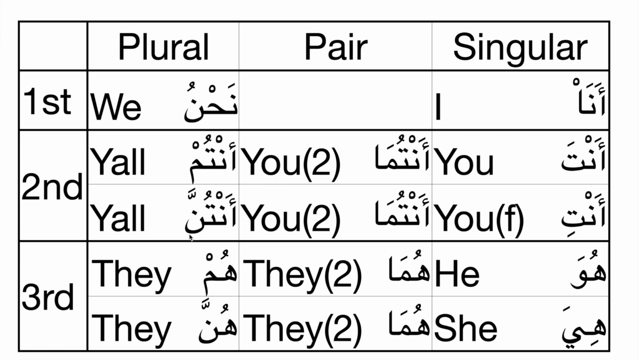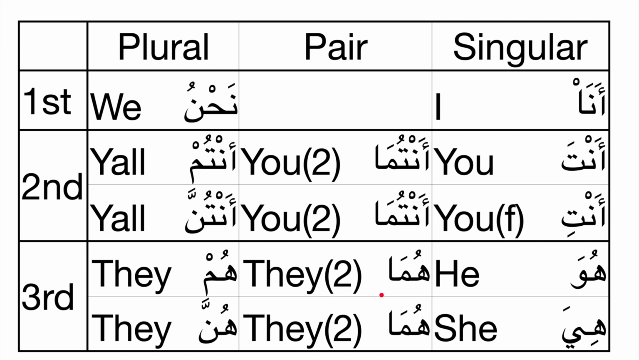And then in the plural form, antunna. This is also y'all, but it is feminine, right? So this is the feminine version of antum. So pretty simple stuff so far. Then we get to the third person, right? So huwa, right here, huwa is he, right? He said, he did, he was, and so on, right? So that's huwa.